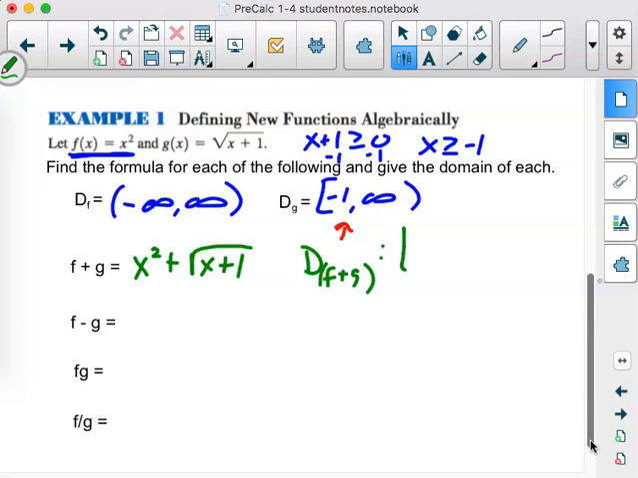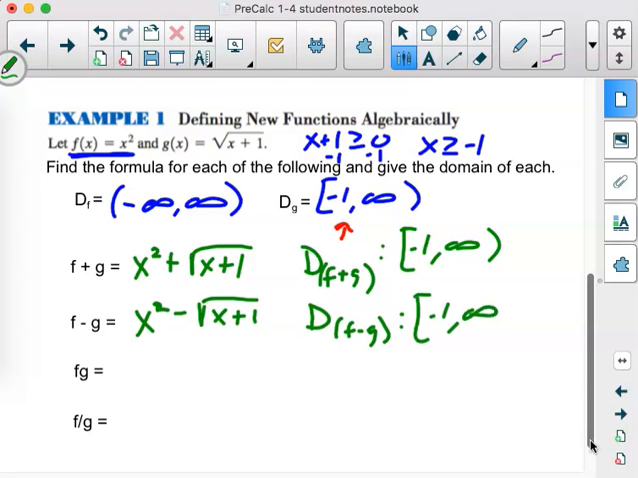And then we need to have the cutoff of -1 to infinity, because when we did this problem, we didn't introduce any new division, we didn't introduce any roots that weren't already there. Then we need f minus g, so that will be x squared minus the square root of x plus 1. Again, we can't combine those. That answer is what it is. It's done. And again, the intersection for the domains will be -1 to infinity.